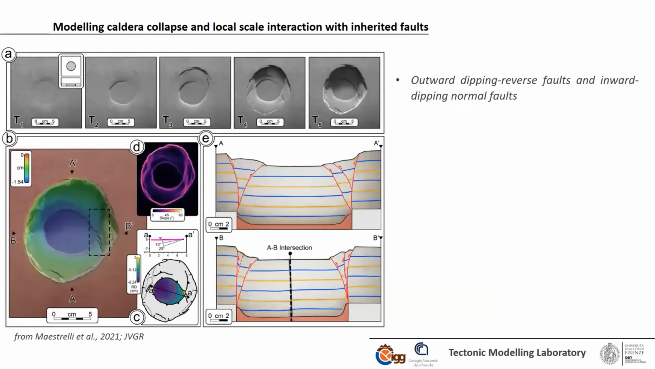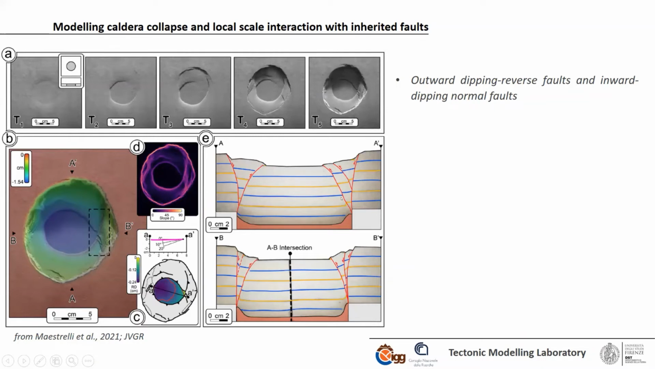So this again is the reference model where you can see how the model develops. The caldera collapse starts with an incipient collapse and the formation of the inner reverse fault. You can see them in the cross section, of course. And then at a certain point, the deformation shifts to other positions, and there is the creation and propagation of the normal inward dipping faults that constitute the ring faults.